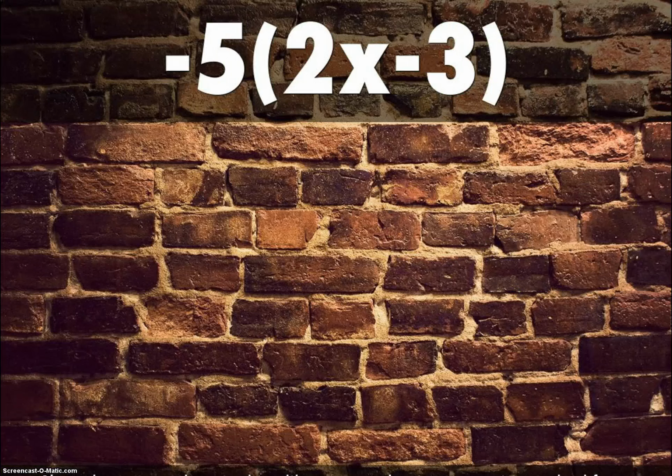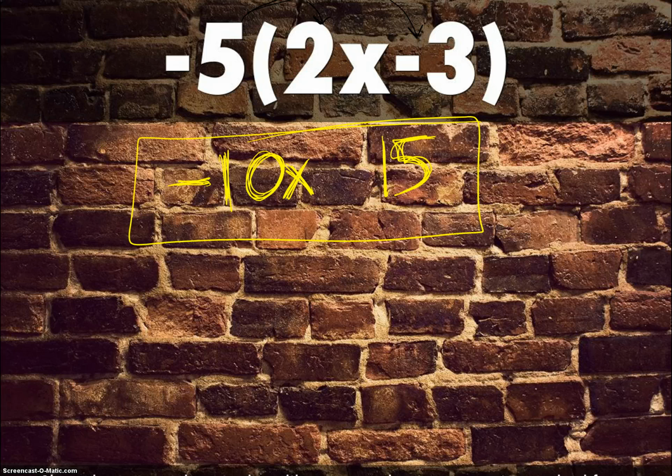Simple, a little bit simpler here. I have a negative 5 times 2x and a negative 5 times a negative 3. Pause and see if you can work this out on your own. If you got this answer, you're not right. Neither am I. I made a mistake. I didn't finish this problem.